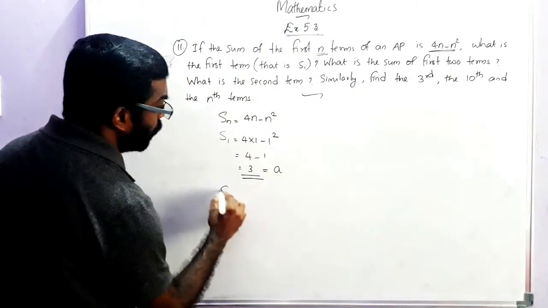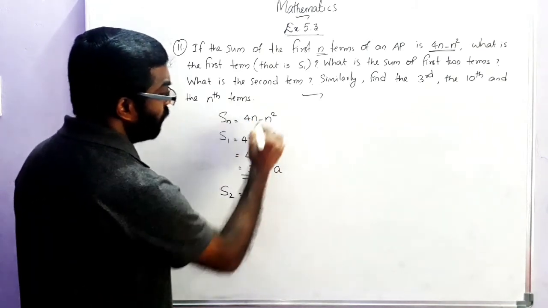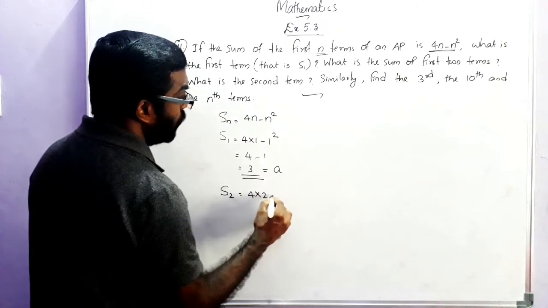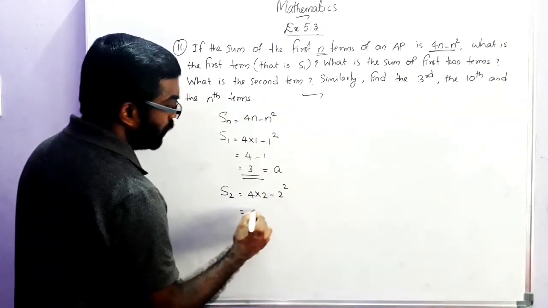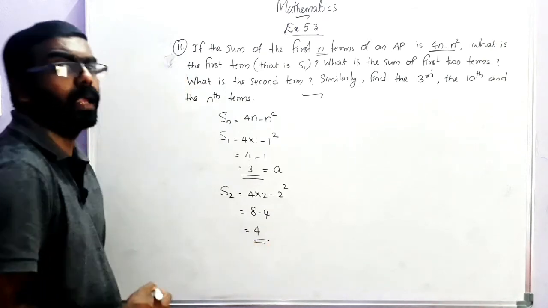Now what is the sum of first two terms? That means S2. So here S2 is equal to 4 into, instead of n we can write 2, 4 into 2 minus 2 square, which is 8 minus 4, that is 4. Okay.